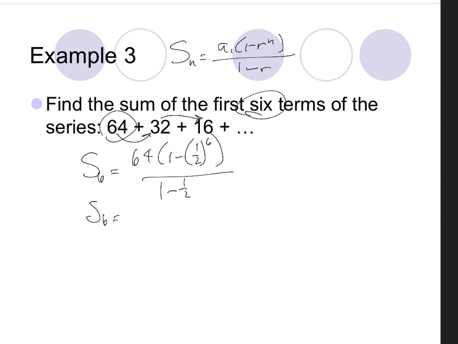All right, and this is where my calculator comes in. Let's see if I can do this in my calculator. 0.5 raised to the 6th, 1 minus that answer. All right, I'm getting 126. All right, so again, this is all calculator work. It's not impossible without the calculator, but so much easier with one.